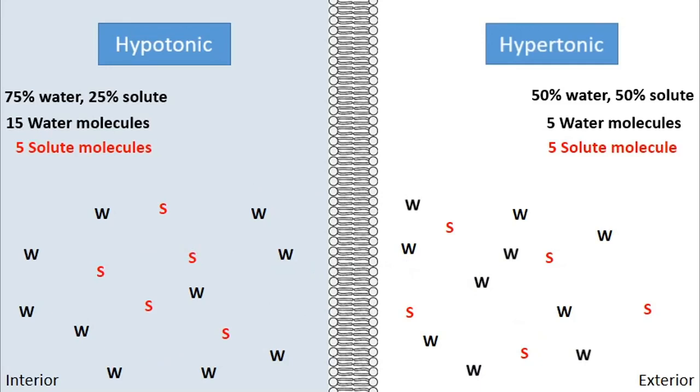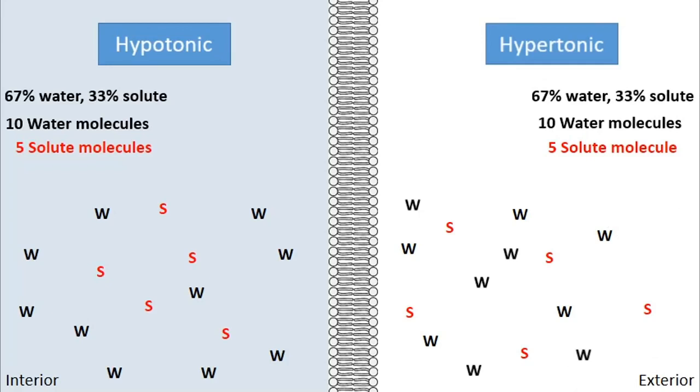Well, let's re-add our percentages. Now there's only 10 water molecules on the left. That would be 67% water, 33% solute. Now what about the right-hand side? Over time, now that diffusion and osmosis has occurred, there are now 10 water molecules on the right-hand side. That would also be 67% water, 33% solute.